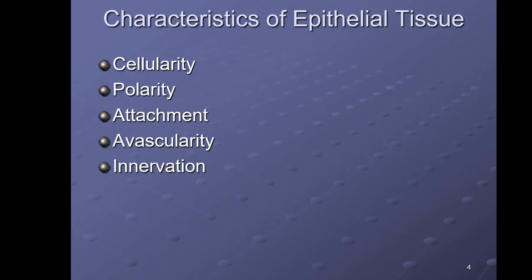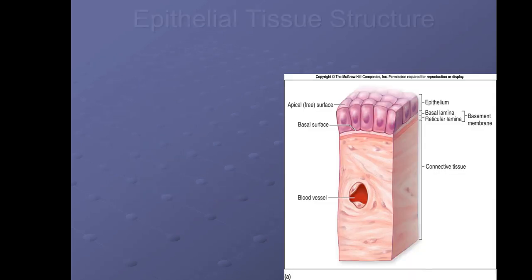Innervation means there's a nervous tissue that innervates the epithelial tissue. So you have nerves, for example, in the skin, so you can feel things. High regenerative capacity, the epithelial tissues can regenerate really quickly, so their cells can divide and reproduce quickly. So think of your skin again. If you get a scrape or a cut, it usually heals pretty quick.